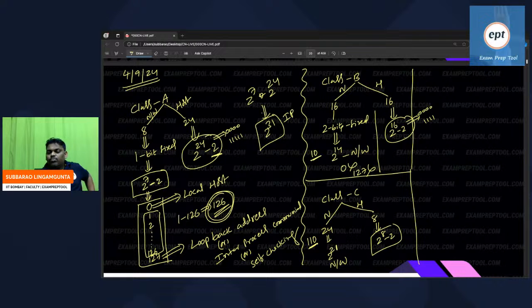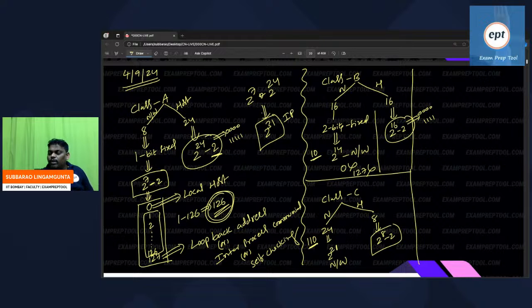Can you help now? Small organizations follow A, B, or C? Which one? C, very few hosts. Small organizations will go to the class C network.